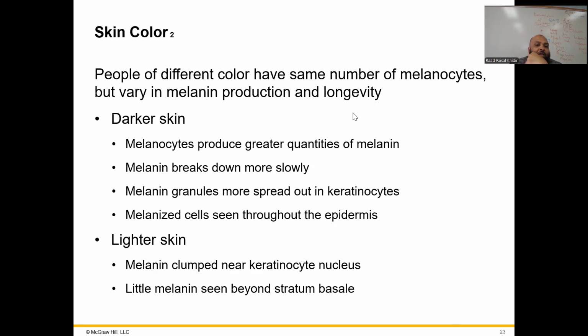Okay, skin color. People of different colors have the same number of melanocytes, but the amount being secreted is not the same. In darker skin, the melanocytes produce greater quantities of melanin, so the melanin breaks down more slowly. So now, can you hypothesize that skin cancer is less prevalent among really dark-skinned individuals?